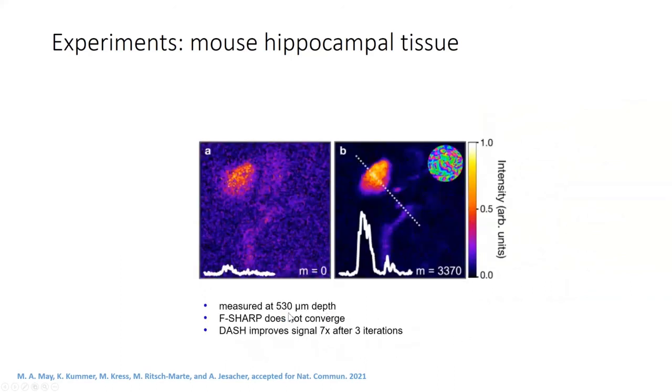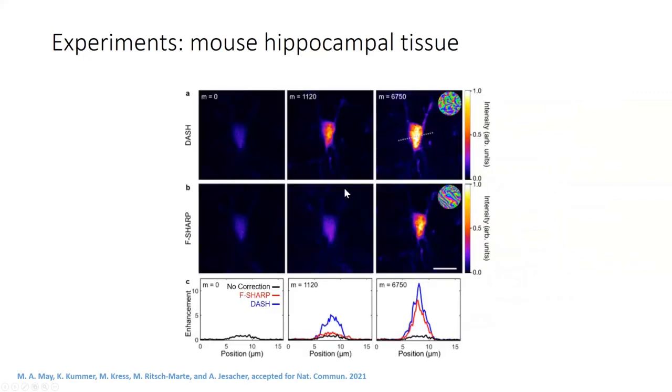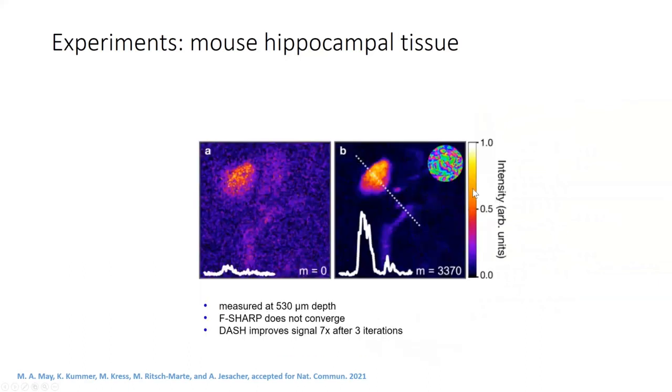By the way, this measurement has been done at a depth of around 300 to 400 micrometers in this slice. If you go even further into the slice, so basically to the maximum available depth, that was around 530 micrometers, then F# in this particular experiment was not converging at all, whereas DASH was still converging, and we could still obtain a signal improvement of 7 times after only 3 iterations of the algorithm, so after 3,000 something measurements.